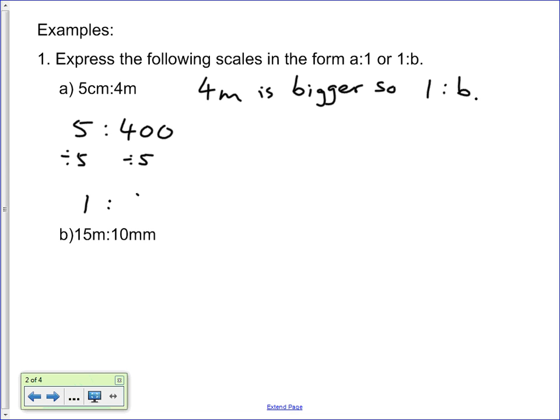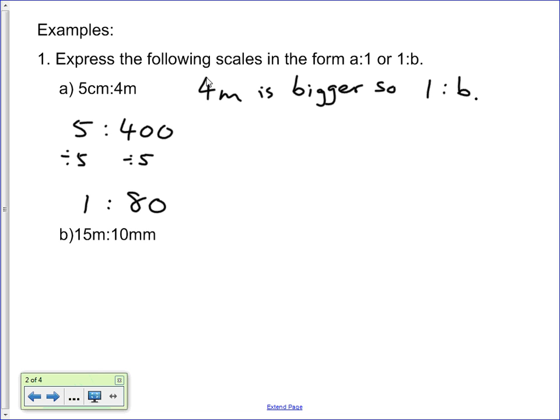80. So this is telling us that 1 unit on the map or on the scale drawing is equal to 80 of those units in reality. Okay? So for example, if this was a diagram, 1 centimeter on the diagram is equal to 80 centimeters. Okay? So it's scaling up. It's a reduction of the original.